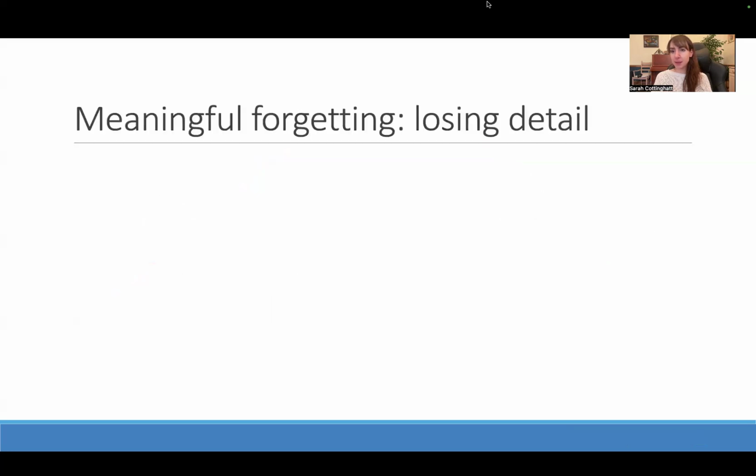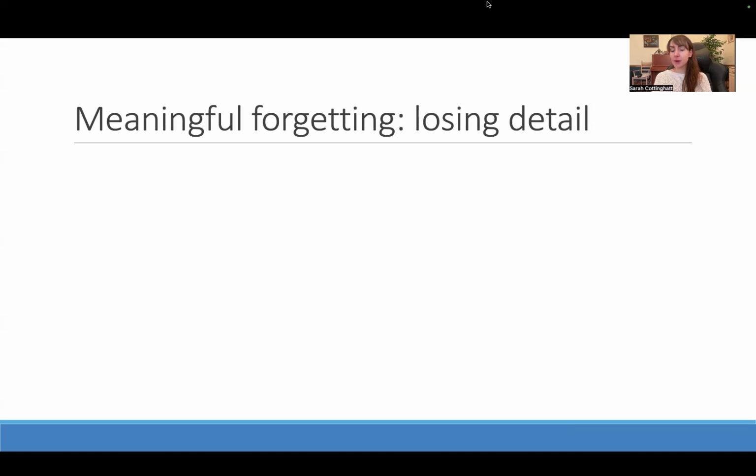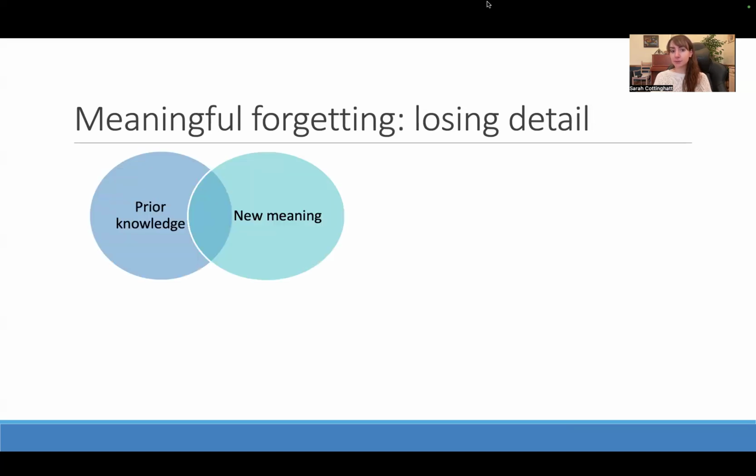So let's look at this in a bit more detail. So meaningful forgetting, that better path, that green path we just spoke about, forgetting happens through a loss of detail. So when you first learnt it, you connected it really nicely, the new idea, with your existing knowledge to produce this new meaning. And what's happened in between lessons, because you connected it quite well, is the new meaning and the prior knowledge have kind of subsumed into each other. But you're left with the gist of the new idea.